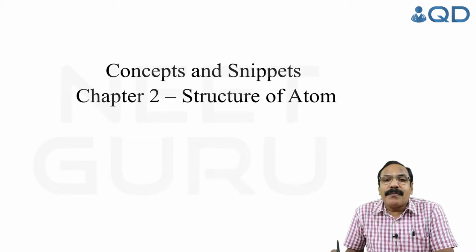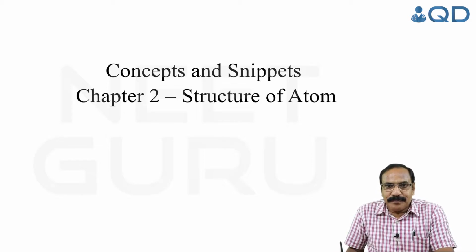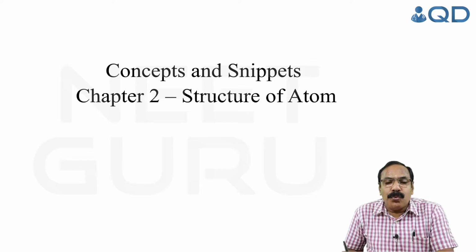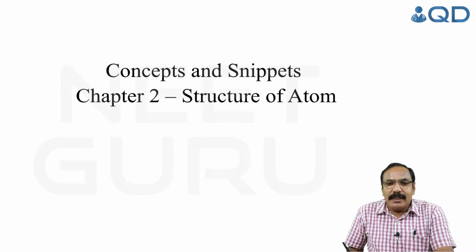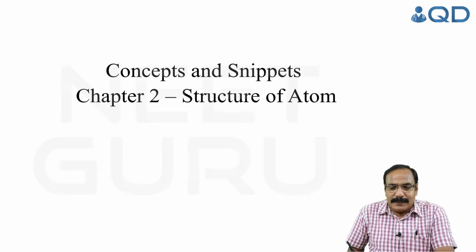Thus, energy of a quantum of radiation is given by Max Planck's equation E equal to h nu, where E is the energy of a quantum of radiation in joule, h is Planck's constant 6.626 into 10 to the power of minus 34 joule second, and nu is frequency of radiation in second inverse or in hertz.